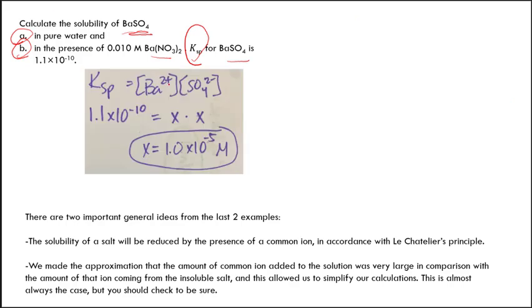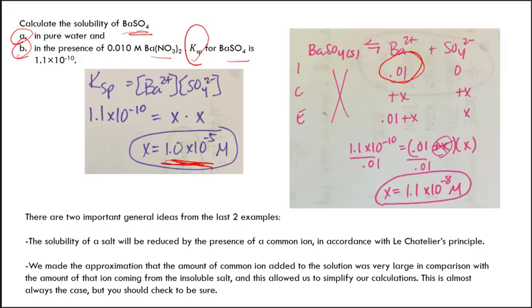Let's look in pure water. I'm going to use x times x is equal to my KSP. So take the square root of both sides and I would get 1 times 10 to the negative 5th moles per liter would dissolve for my barium sulfate. And for the next one, if I'm in the presence of barium nitrate, barium has now an initial concentration. Barium is that common ion. So I initially have no sulfate, but I initially am putting it in a barium nitrate solution. So I have 0.01. Therefore at equilibrium I am 0.01 plus x and x.